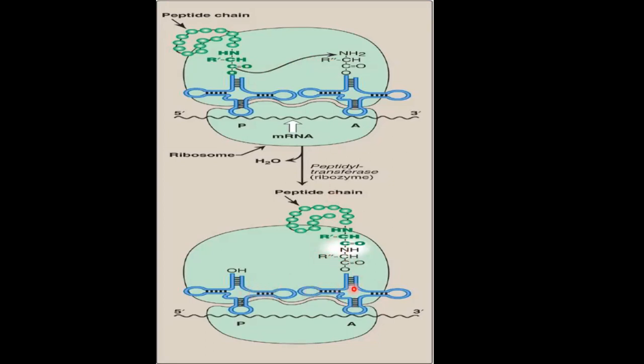Okay, as shown. You see, we transfer this to the A site, then translocation will occur, and this uncharged transfer RNA will move to the E site, and then the peptide transfer RNA here will move to the P site. Now this is the uncharged one, it will move to the E site for release.